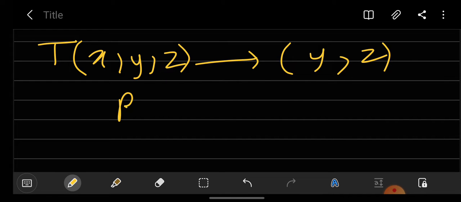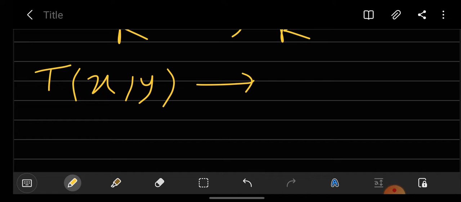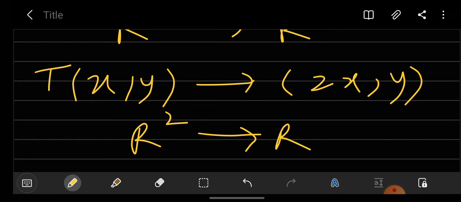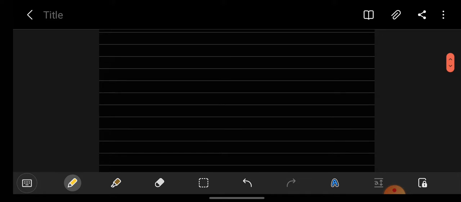You are seeing this is a transformation from R3 to R2, and you get an equation like that: T(x, y) is the transformation (2x, y). So this is a transformation of R2 to R2. So there are two transformations: one from R3 to R2, and another from R2 to R2. This is our example 1, and this is our example 2, and here we are trying to learn some rules and some tricks for finding an ordered basis.